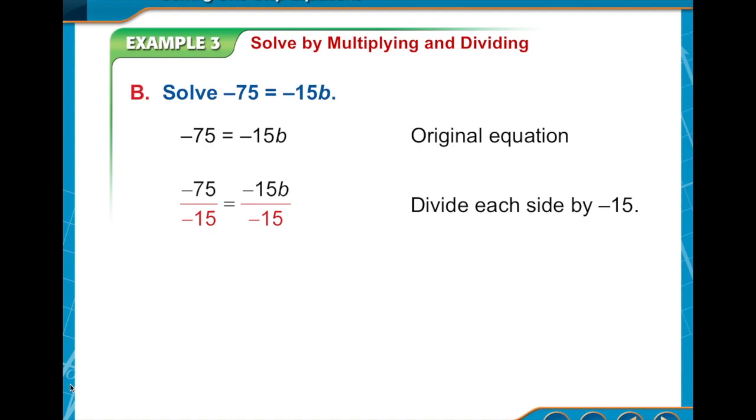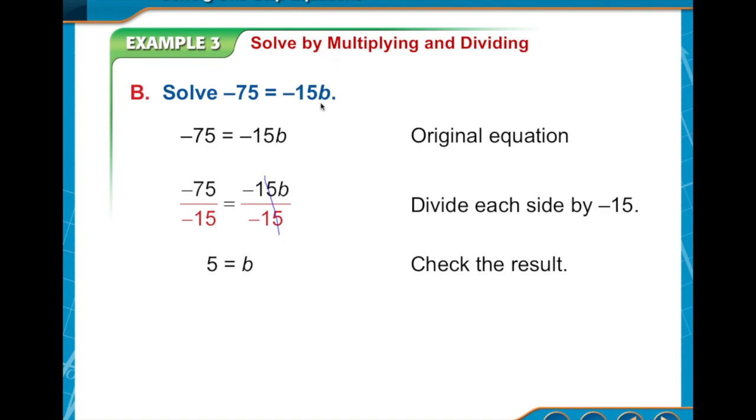If we do that on the right side, our 15s will cancel out. We'll be left with just b. Over here we're going to get a number, and it's going to be a nice, neat whole number. So on the left, if you try this in the calculator, negative 75 divided by negative 15 is just positive 5. Negative divided by negative gives you a positive. We already said we only have b left on the right, so we should have b equals 5.